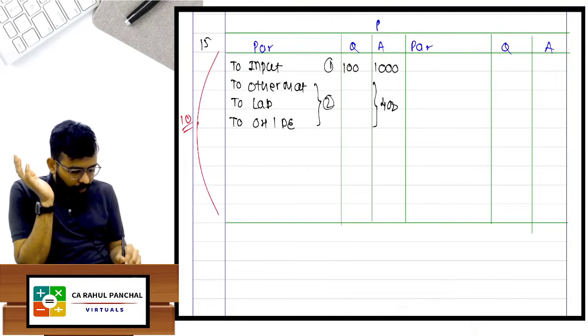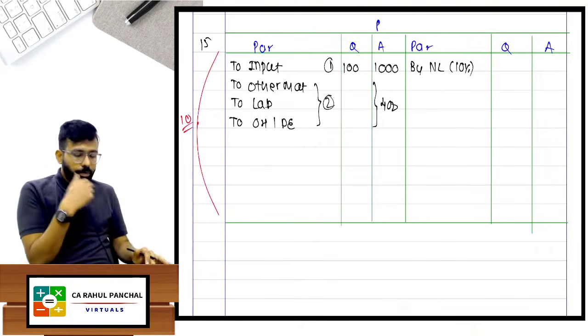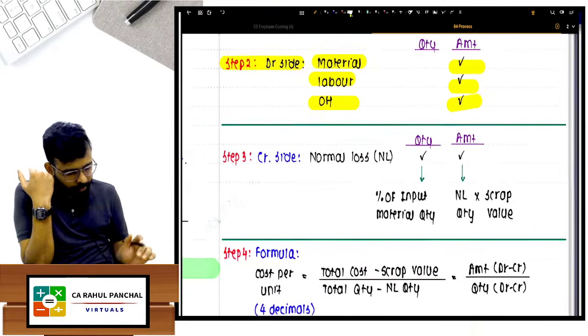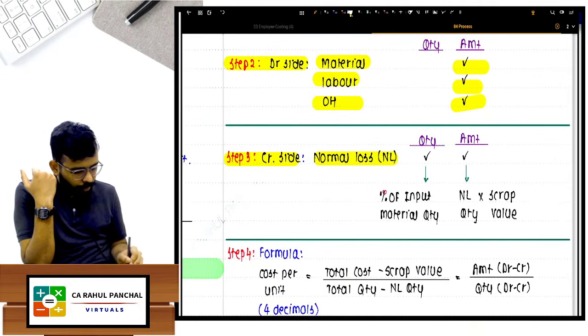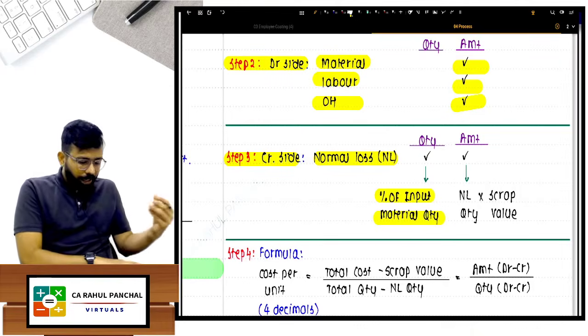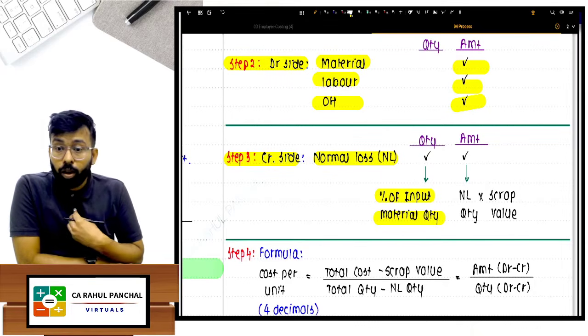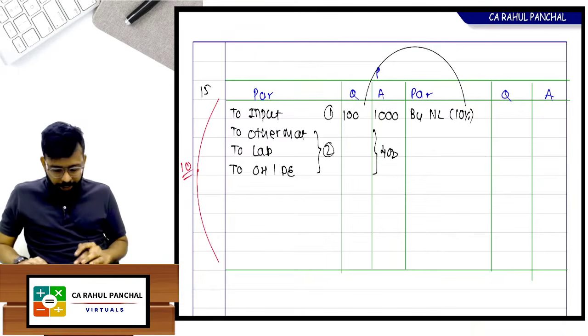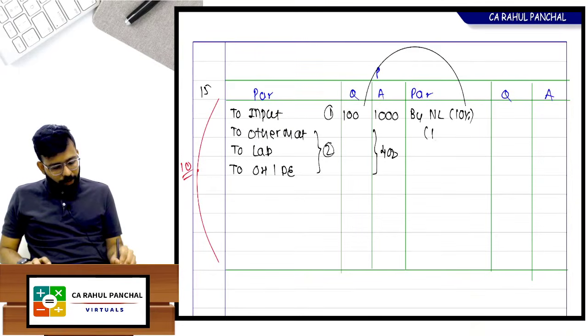Now step number 3, that is normal loss. It will be written in the question that normal loss is 10%. When I say normal loss is 10%, 10% of what? It will be of input. That is step number 3. See, step number 3, on the credit side you will write normal loss, and it will be calculated on which quantity? Input quantity. Normal loss will be calculated on the input quantity which is there on the debit side. 10% of 100, you will get 10.